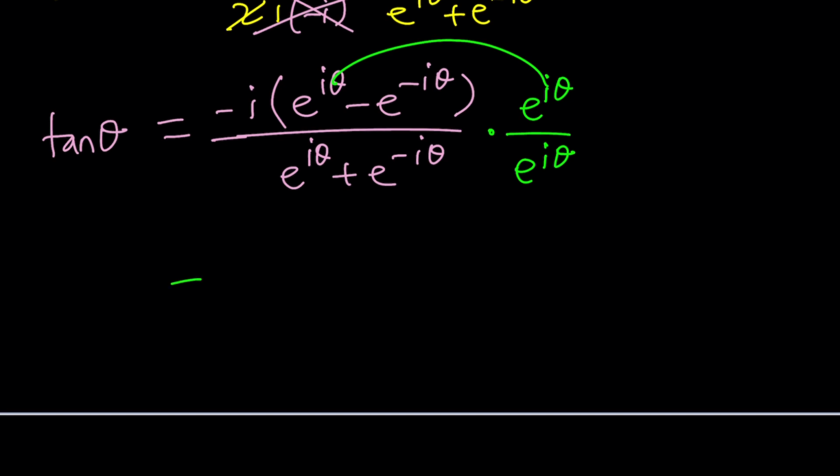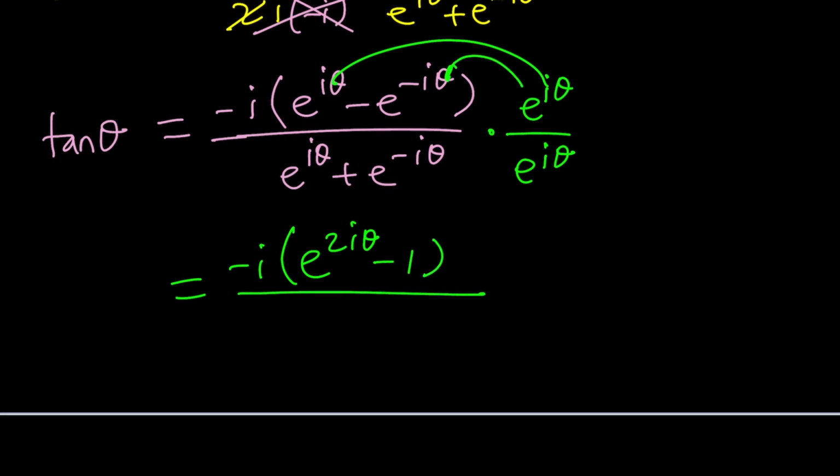This is going to give us negative i times e to the 2i theta minus 1, because that's going to be e to the power 0. So we can kind of write it like this. And the denominator is just going to be the same thing with the plus sign. Okay? So here's another formula for tangent theta. Guess what we want to do?